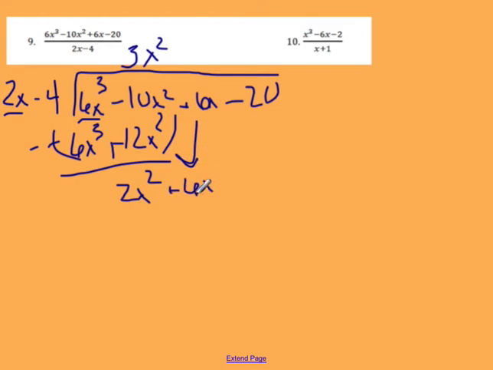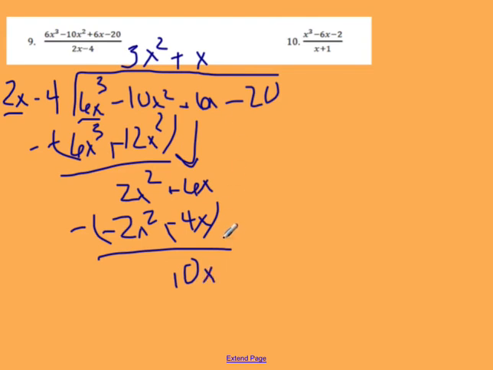So what do I need to multiply 2x by to get to 2x squared? Well, that's just going to be x. So I'm multiplying everything by x. So I have 2x times x is 2x squared. Negative 4 times x is negative 4x. So then I'm going to take and change the signs of everything, and then I get 10x. So I'm going to go ahead and bring down that negative 20.